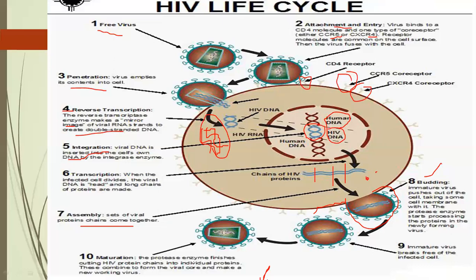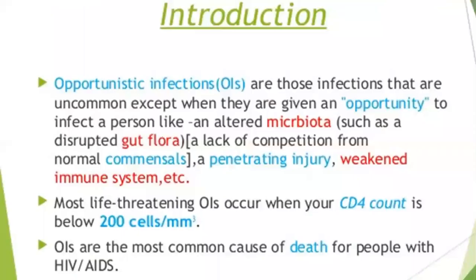Now maturation: the protease enzymes finish cutting HIV protein chains into individual proteins. The combination of all these proteins makes the core protein here, and like this copies of the virus are going to be produced in T cells. Now they are ready to infect other cells, very rapidly, other T cells.